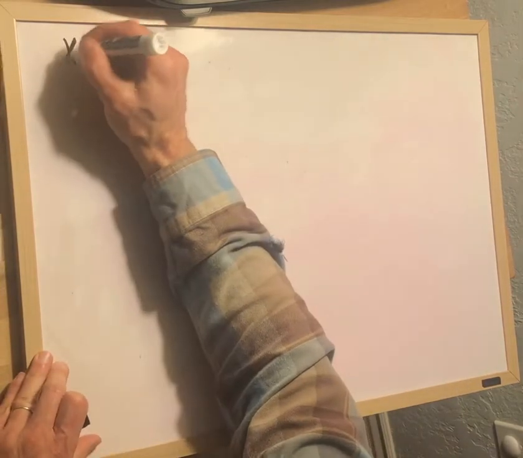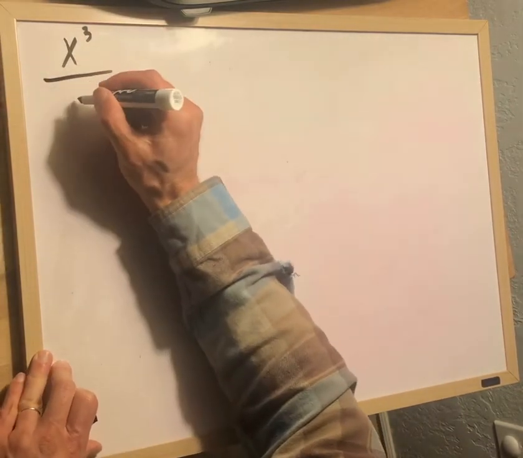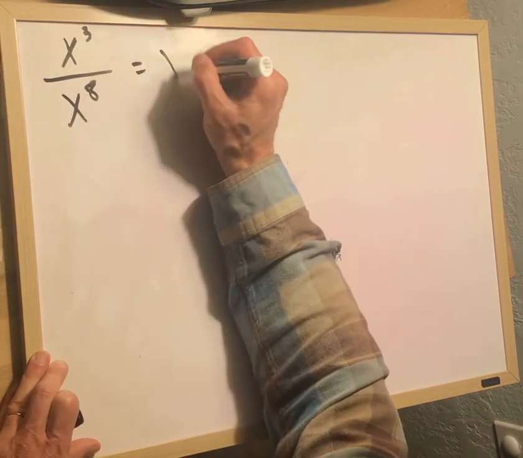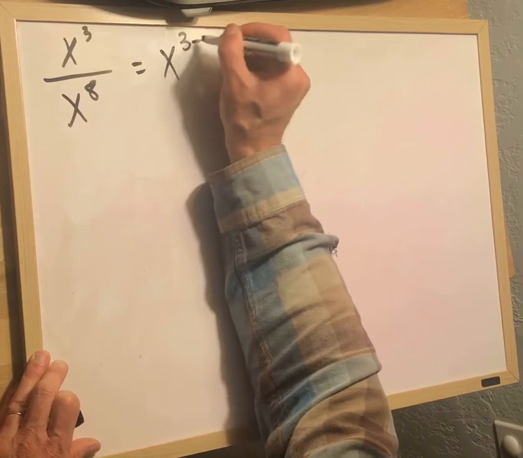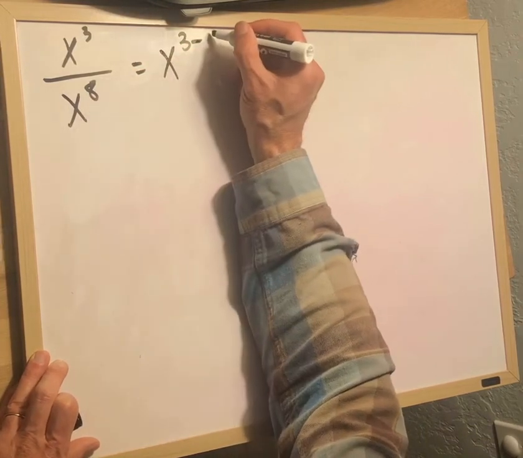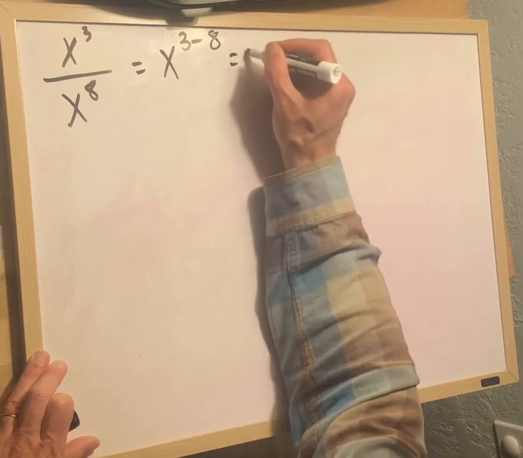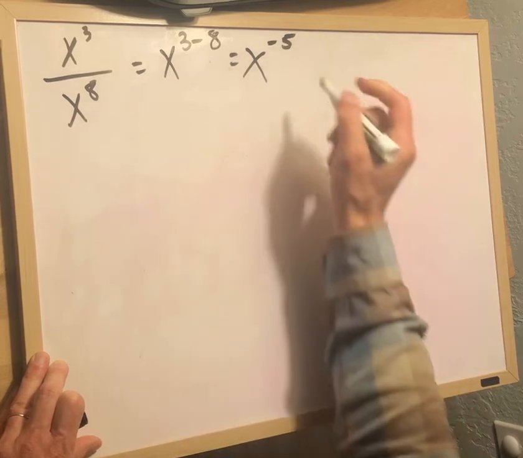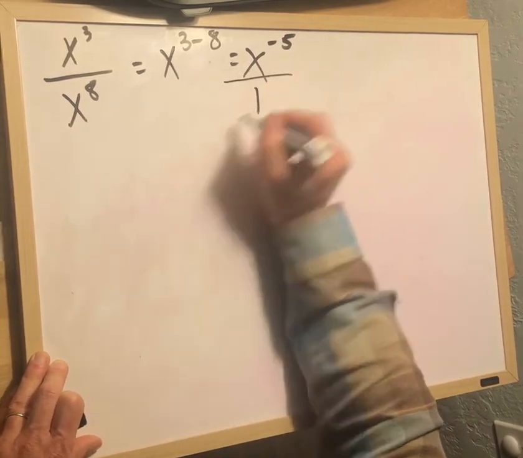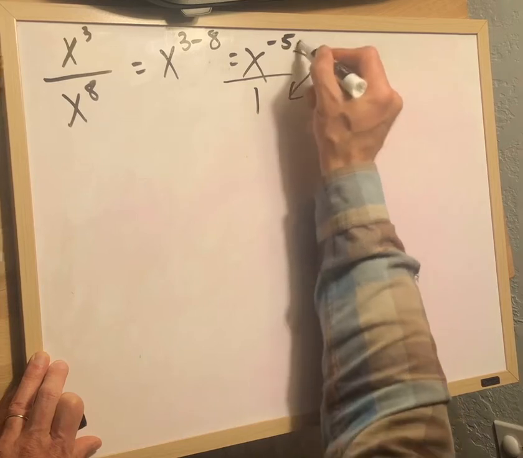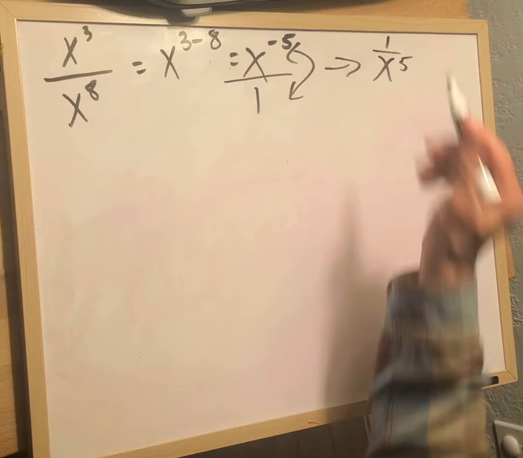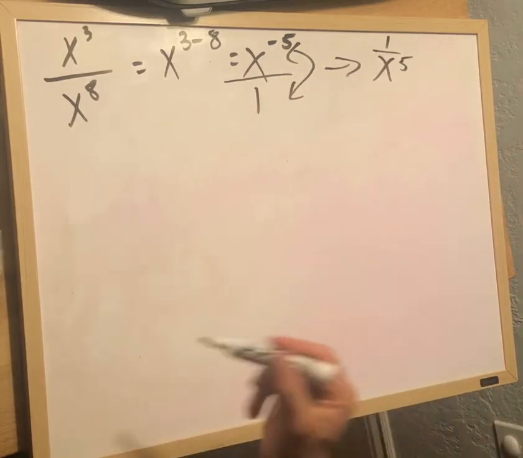The next thing is a fraction. And I say x to the 3rd over x to the 8th. Whenever you have a fraction, technically you're taking your top number and you are minusing your bottom number, which is going to give you x to the negative 5th. And I'm going to teach you in a second, whenever you have a negative exponent, because this is technically over 1, you just flip this and it becomes the reciprocal to get 1 over x to the 5th.